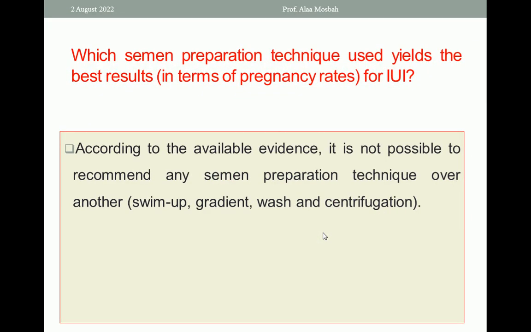Next, which semen preparation technique yields the best results? I mean by the word results, pregnancy rate for IUI. According to the available evidence, it is not possible to recommend any semen preparation technique over the other, like swim up, like wash and centrifugation, like gradient, and so on.